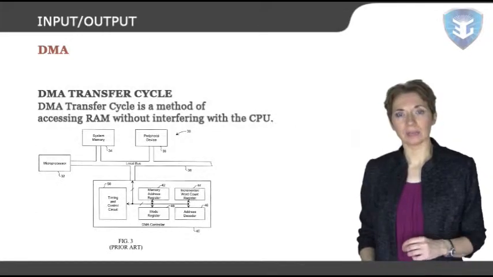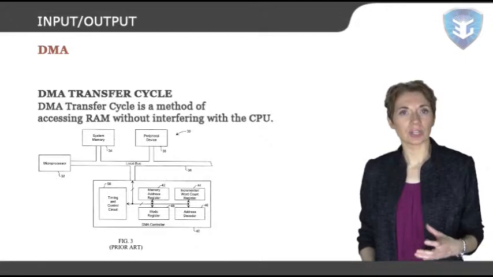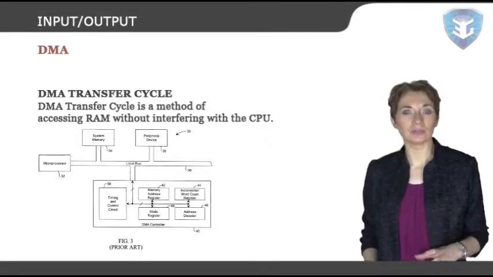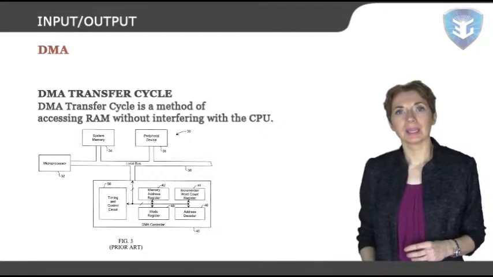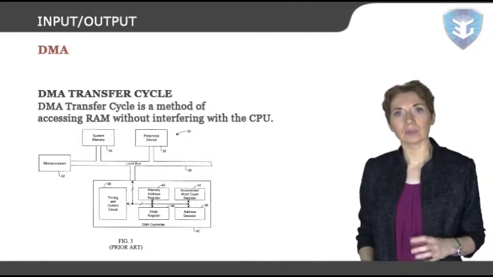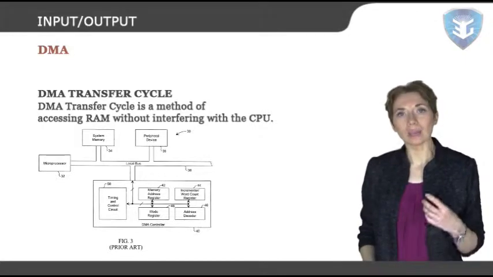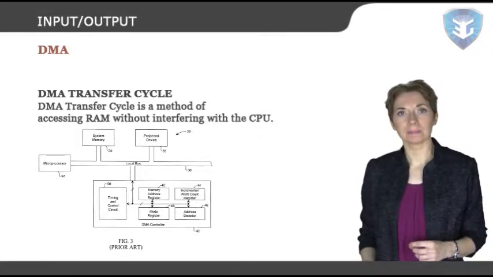DMA Transfer Cycle. The DMA Transfer Cycle is a method of accessing RAM without interfering with the CPU. It is similar to DMA in allowing I/O controllers to read or write RAM without CPU intervention.